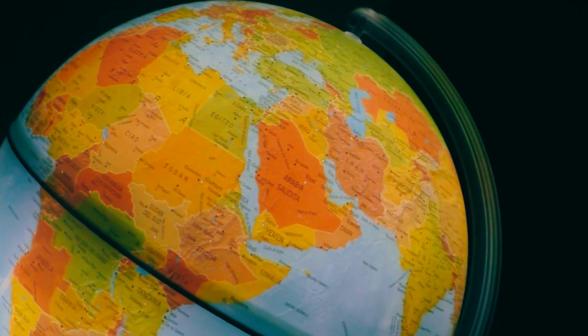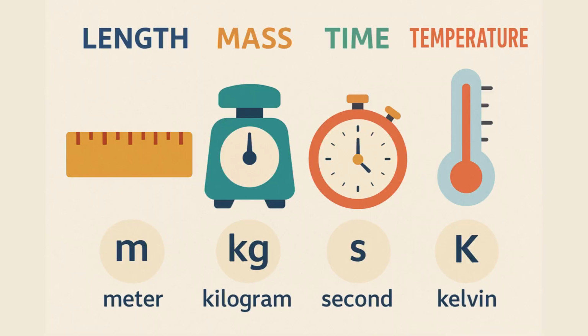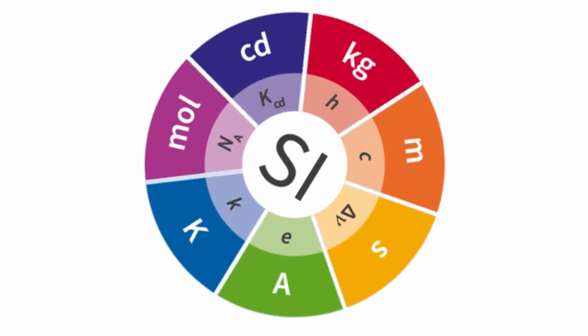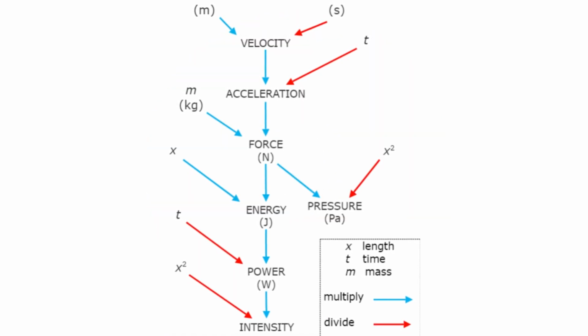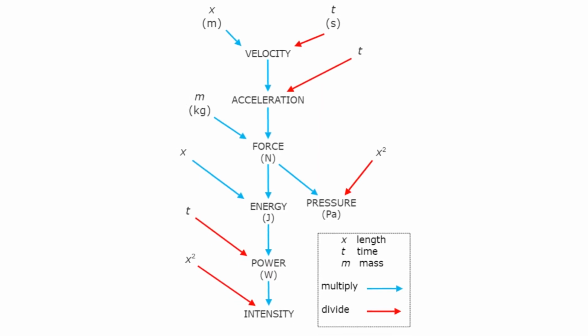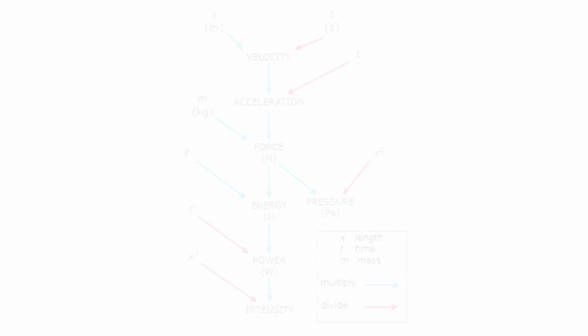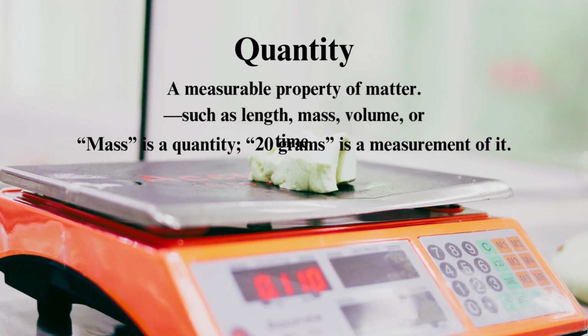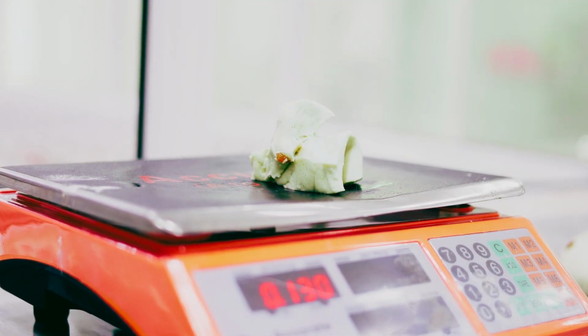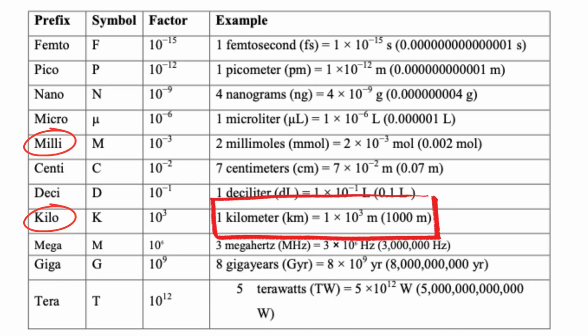It defines base units: the meter for length, the kilogram for mass, the second for time, the Kelvin for temperature, the ampere for electric current, the mole for amount of substance, and the candela for luminous intensity. All other units, like newtons, joules, and pascals, are derived from these base units. Sometimes the quantities we measure are either too large or too small to conveniently express using only base units. In such cases, prefixes are introduced to multiply or divide the base unit by powers of 10. For instance, a kilometer represents 1,000 meters, while a millimeter is 1,000th of a meter.